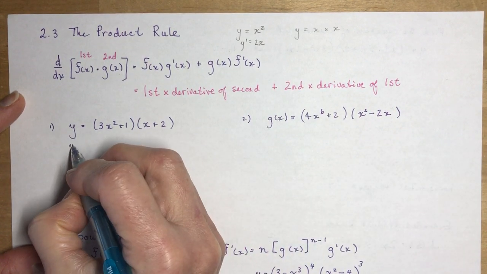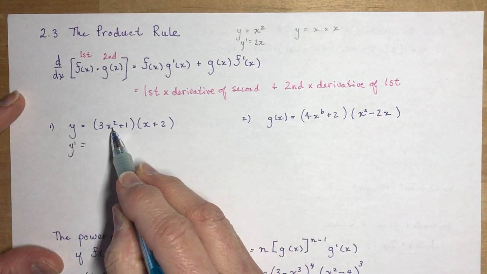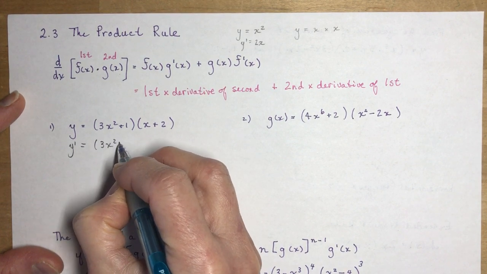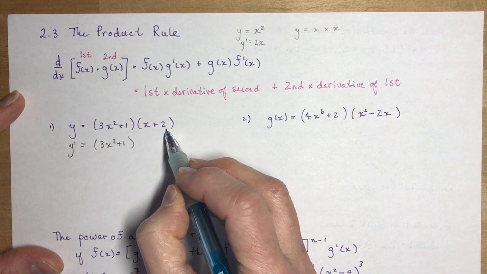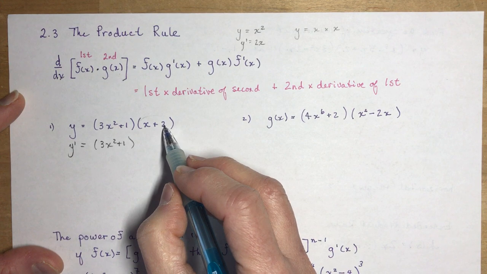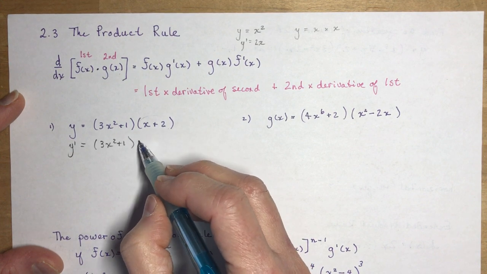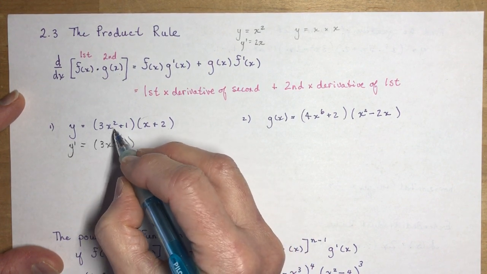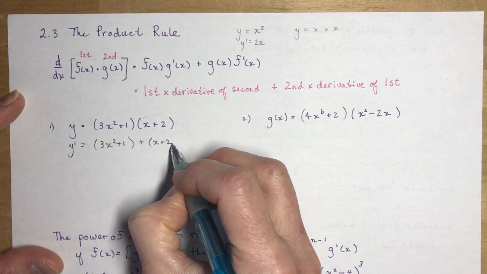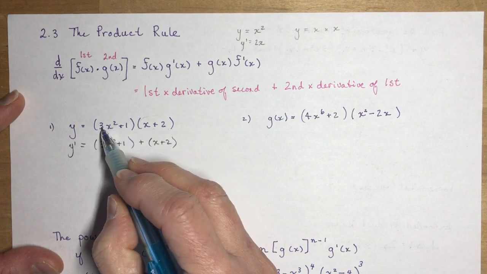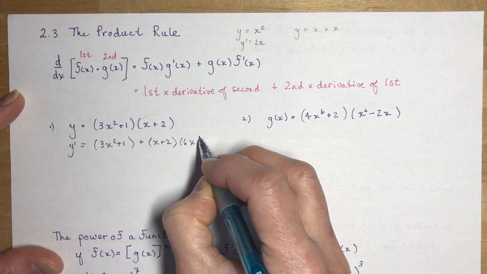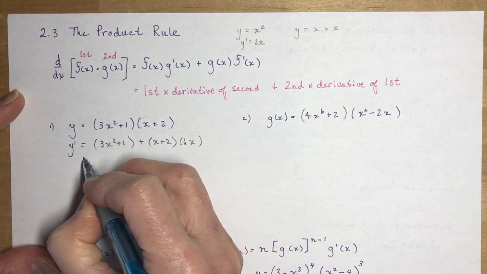Okay, so let's apply the product rule here. So we have the first. I'm going to write this one out. When I say first, you just write it out, times the derivative of the second. The derivative of this, the entire thing, is just 1. Derivative of the constant, 0. So I just have times 1, so I don't have to write anything. So first times derivative of the second plus the second times the derivative of the first. The derivative of this would be 6x. Derivative of 1, 0.